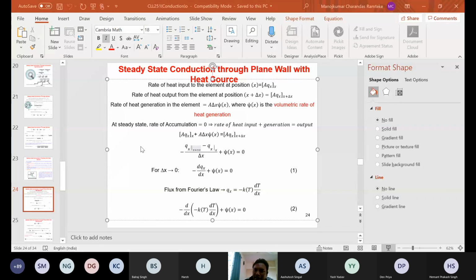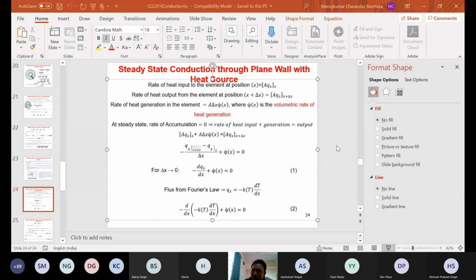With these two assumptions, equation number 2 simplifies to d square T by dx square equals minus psi v by k. This expression we can integrate twice with respect to x, and what we get is T equals minus psi v by 2k x square plus C1 x plus C2, and this is equation number 3. So equation number 3 we get for these assumptions by integrating equation number 2.